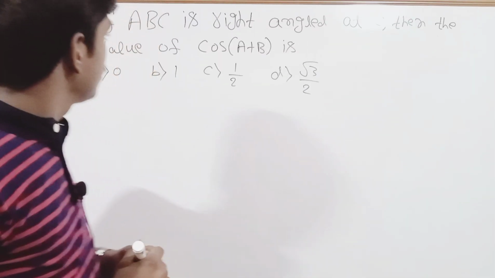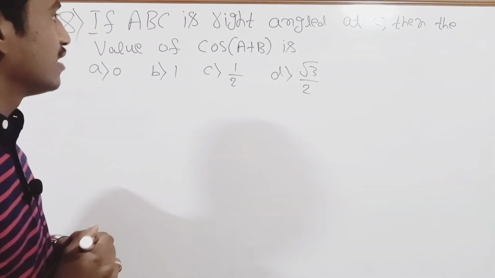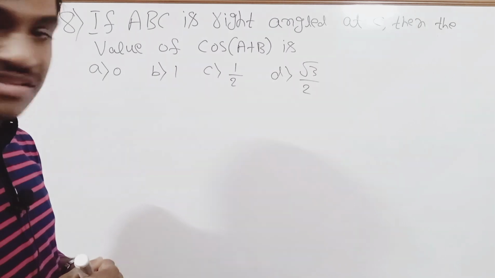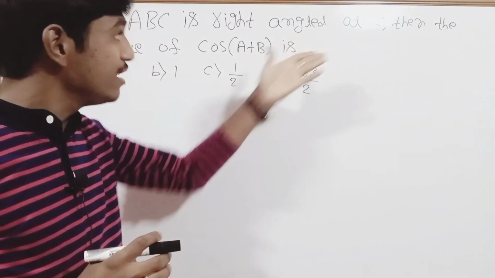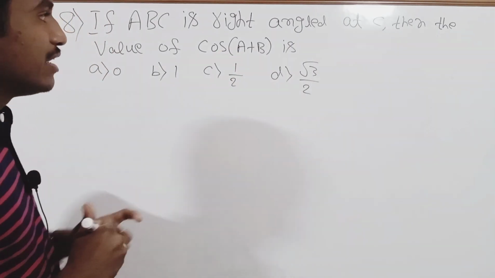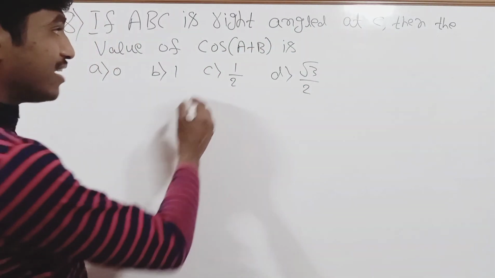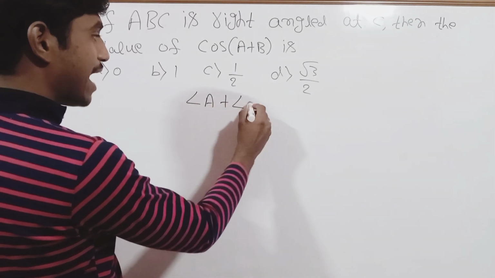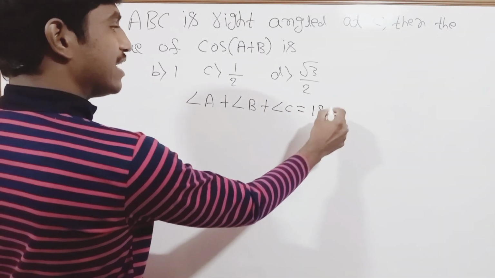Next question: if ABC is right angled at C, then what is the value of cos(A plus B)? That means angle C is exactly 90 degrees. That's what it means when they say it is right angled at C. So we need to find the value of cos of A plus B, and they have given C. From the angle sum property of a triangle, we know that when we add all three angles, A plus B plus C will be equal to 180 degrees.